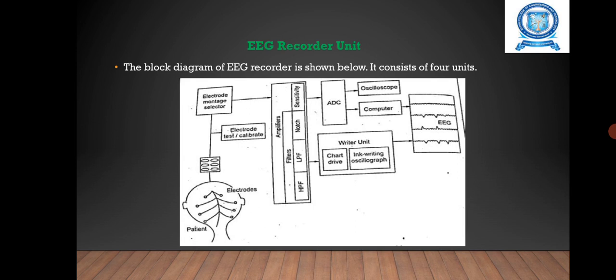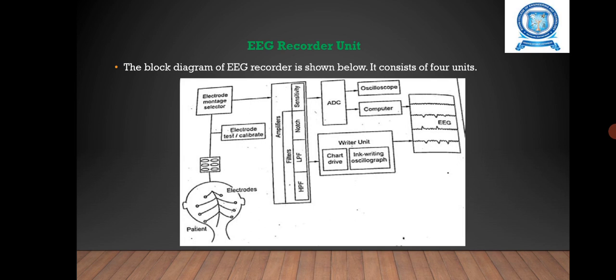Next is the electrode montage selector. Here, the signals are transmitted from the electrodes to the head box and then to the montage selector. Each channel is connected as an input from one electrode and subtracts the input from a second electrode. Montages are either bipolar or referential.